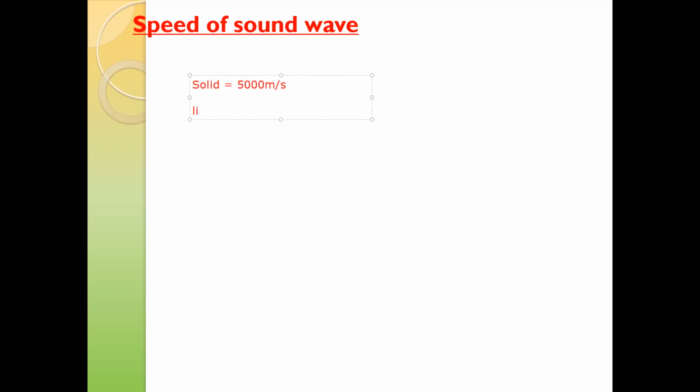In liquid, it's about 1,500 meters per second. And in gases, it's about 330 or 340, or 300 is acceptable, meters per second. This is approximate. Even for different gases the speed will be different, but on average the speed is about 300 to 330.